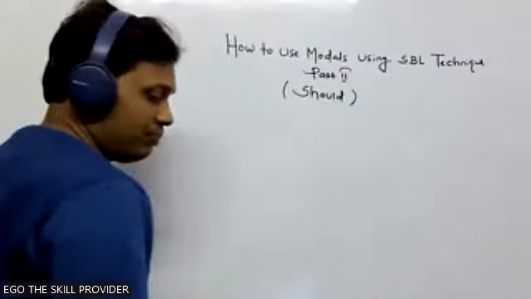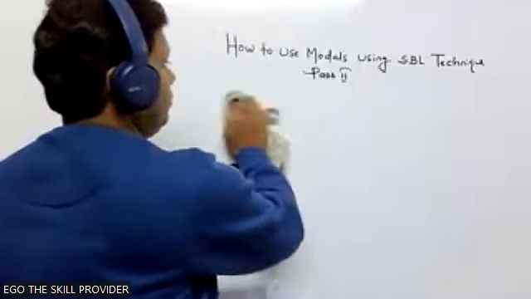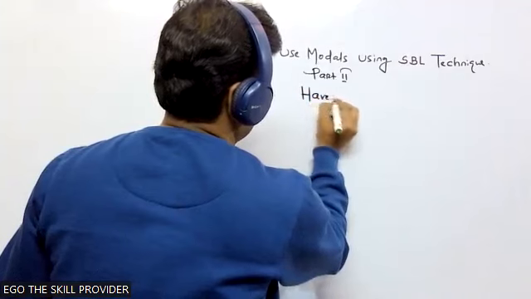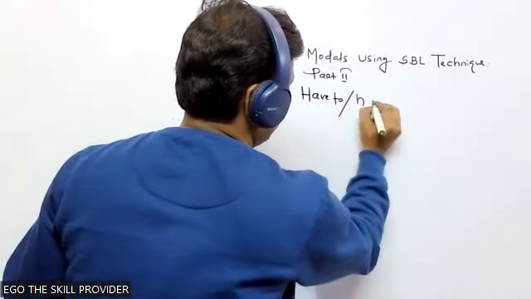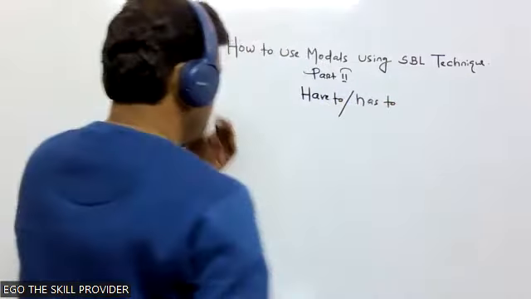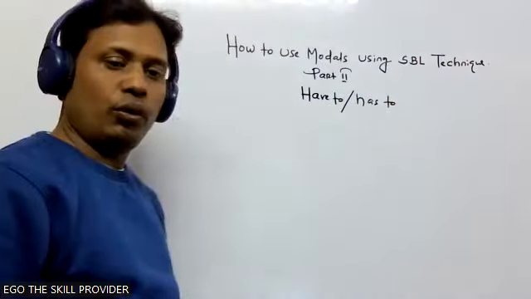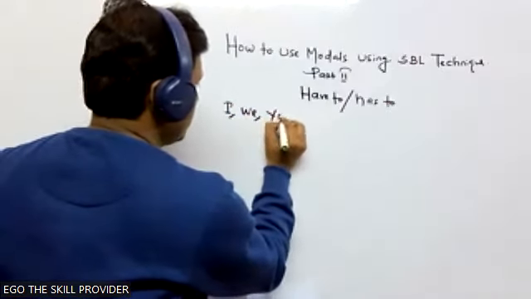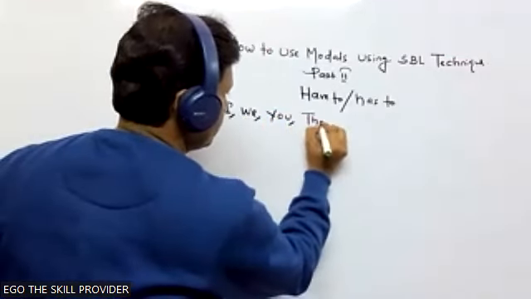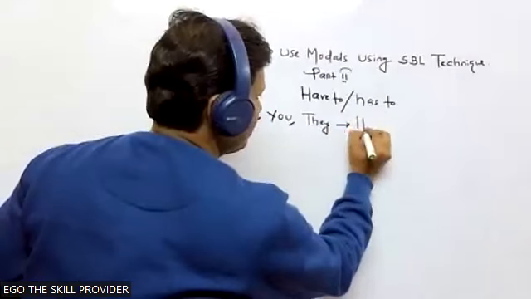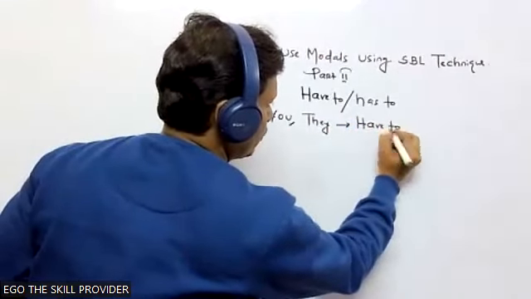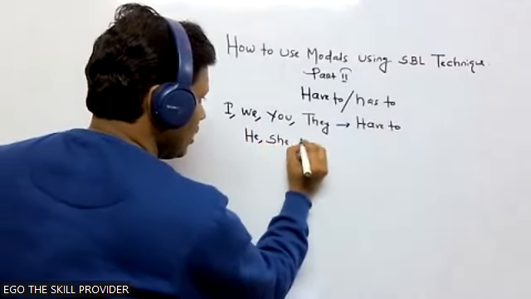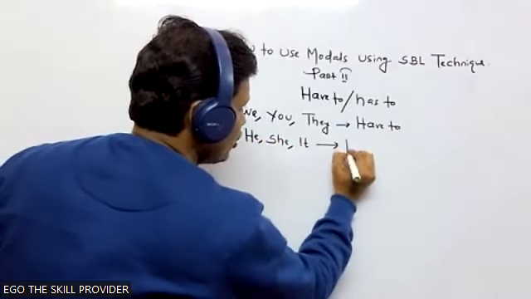So let's learn something called have to. There is something called have to or has to. So you know that with I, we, you, and they, you can use have to. And with he, she, and it, you can use has to.